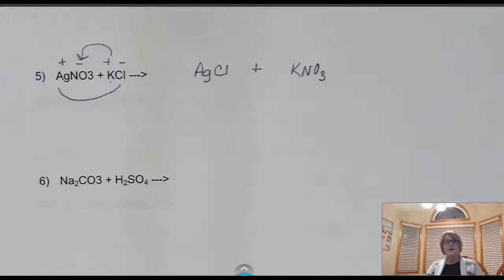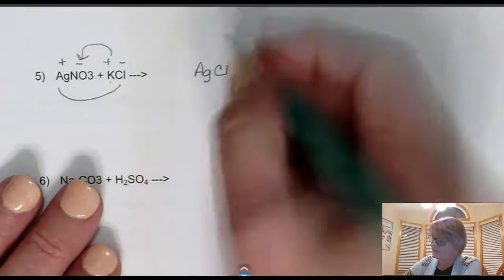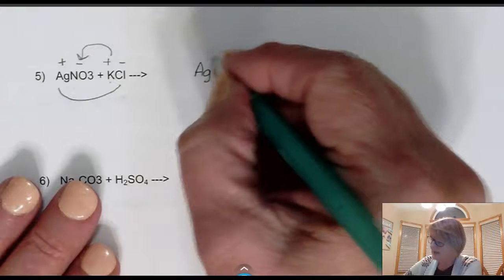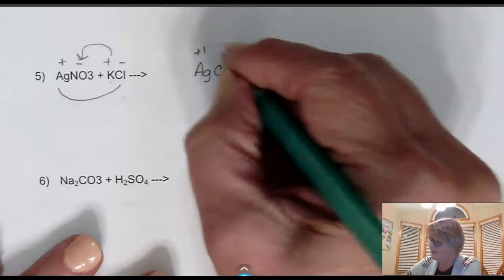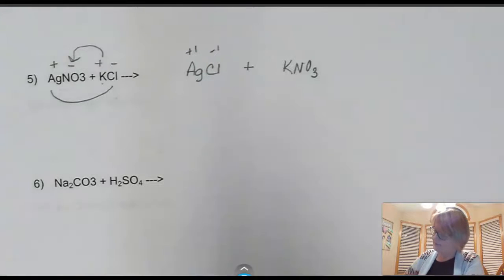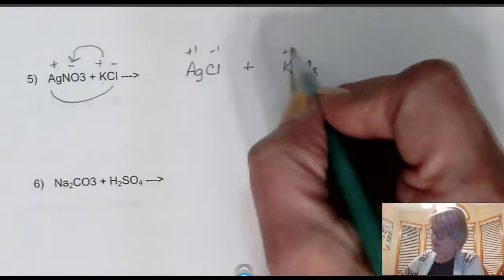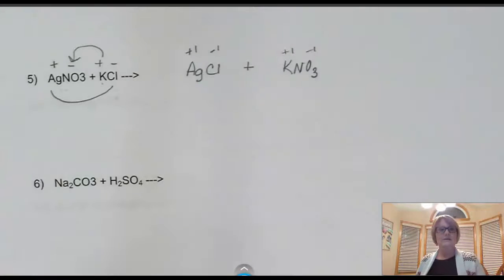Okay, now again, your next step is going to be to balance this out. Silver is, let's see, silver's a +1, chlorine's a -1. Is that right? Double check me on the silver. I believe that's right. And then potassium is a +1, nitrate's a -1. Okay. Now, again, don't forget you need to go back in and balance and so forth.